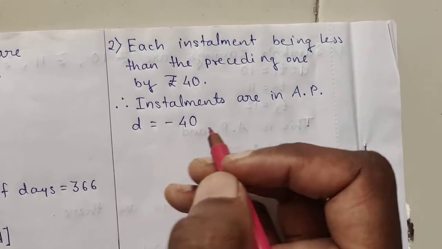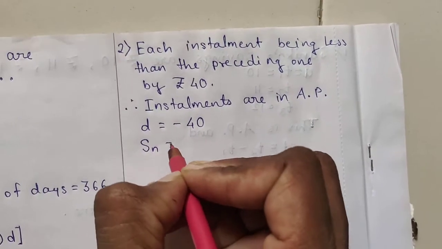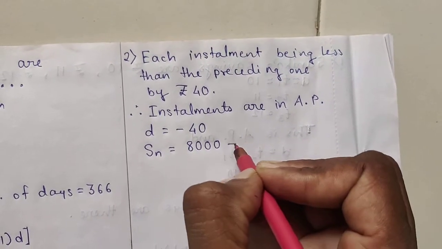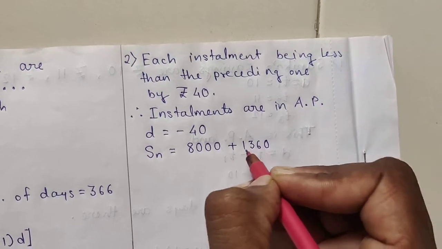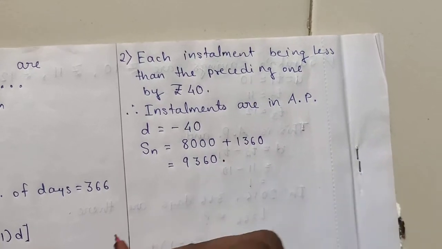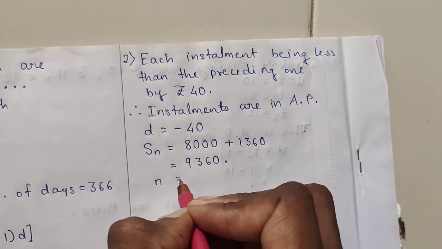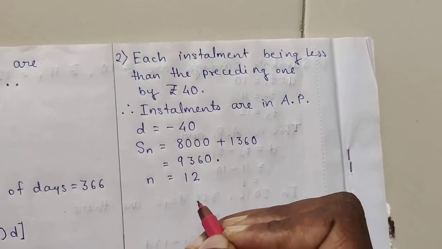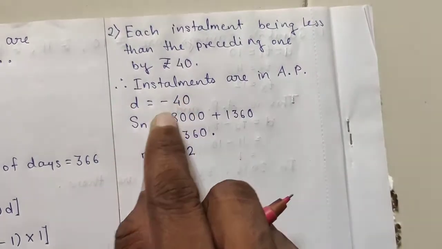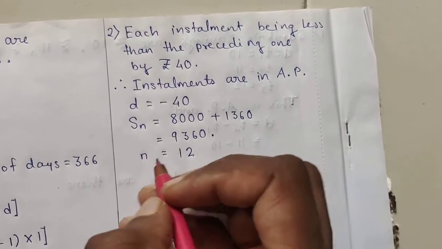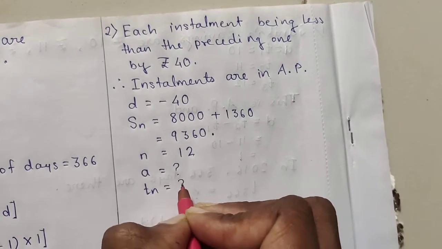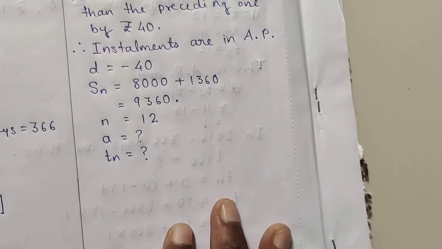Now we have the D value minus 40, and also we know the total amount he is paying. First, 8,000 he has borrowed and he is paying 1,360 interest. So the total amount he is paying is 9,360. So this is SN. Also we know how many terms there are: 12, because 12 installments are there. Okay, now we know D, we know SN, we know N, and now we have to find out the first installment and last installment. That is, we have to find out these two.